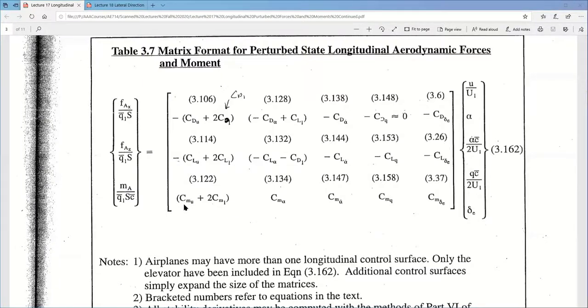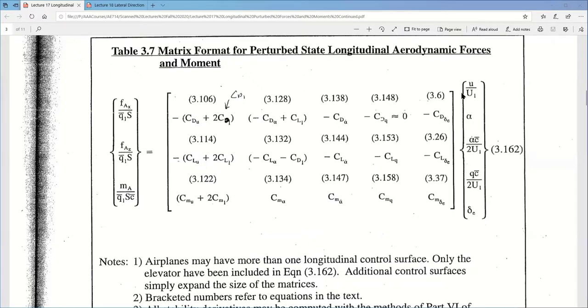the longitudinal aerodynamic forces and moments. So we're filling in the different columns of this matrix. That's the perturbed forces. And the way we're doing this is we're writing an expression for the full force and moment, and then we take the derivative with respect to the perturbation variable, which gives us the derivatives that go in these models.